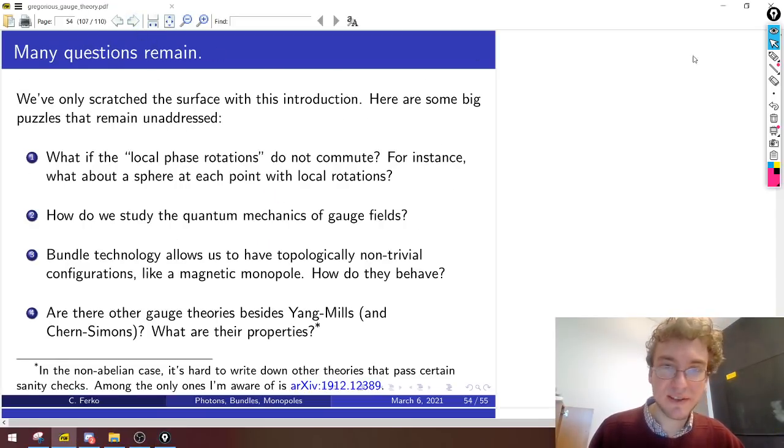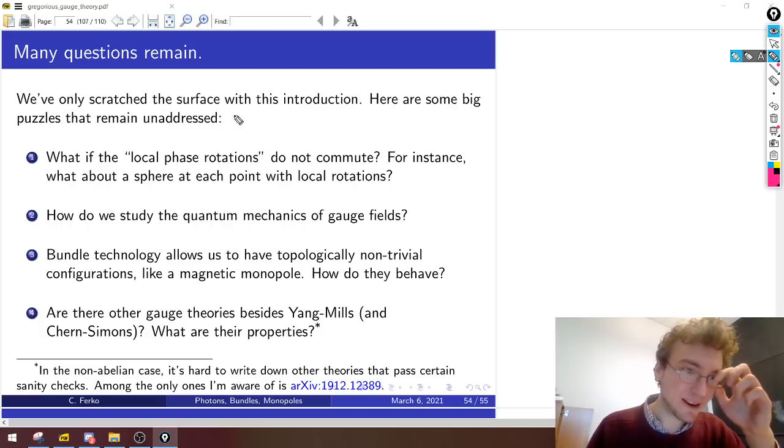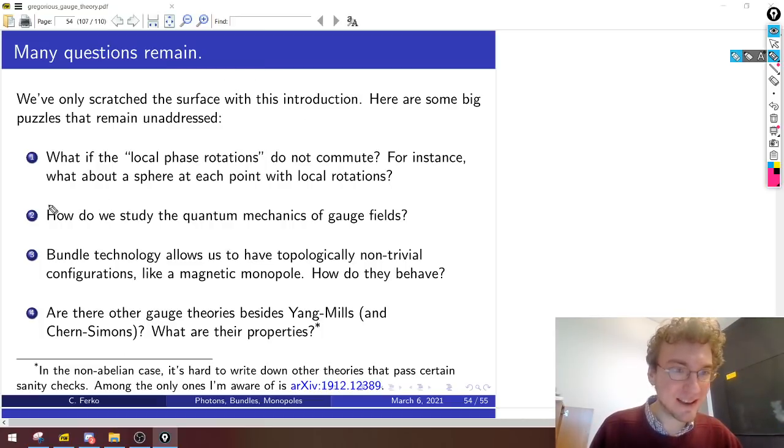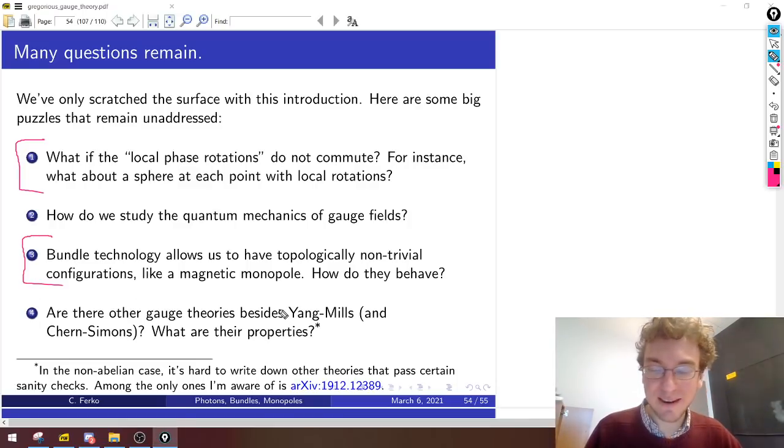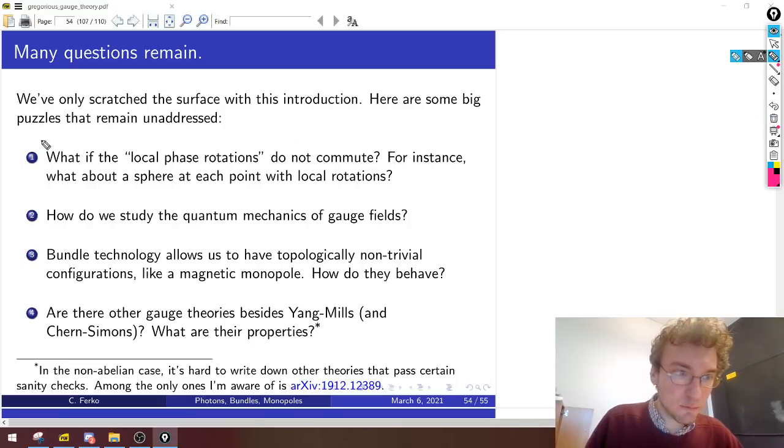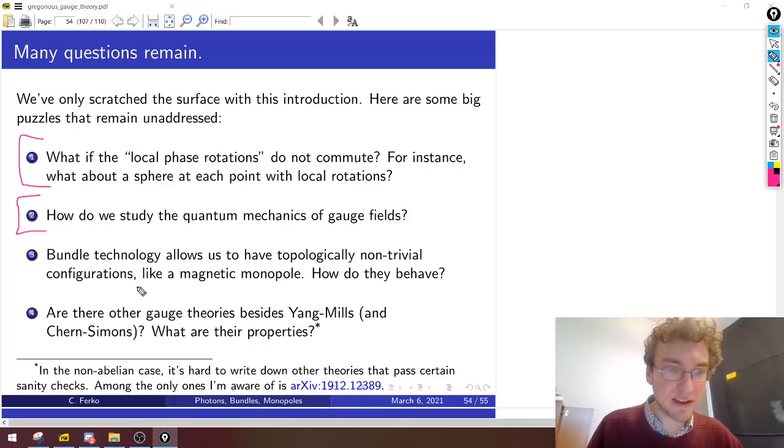And just to conclude, when I started writing this talk, I intended to do everything I just said, and also this, which obviously did not work out because I'm already over time. So I'm just going to flash a few other things you could do. You could replace U(1) with a group where the rotations don't commute. You could do quantum mechanics, which I haven't done. You could use bundle technology to talk about topologically non-trivial configurations like a Mobius strip, which is like a magnetic monopole. And you could also talk about other gauge theories besides Yang-Mills and Chern-Simons.